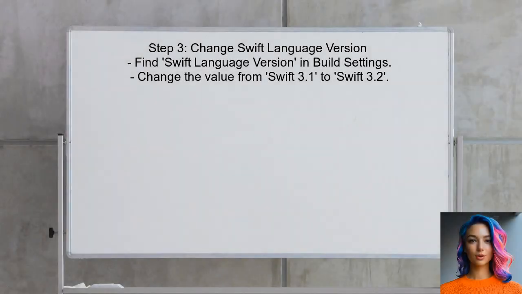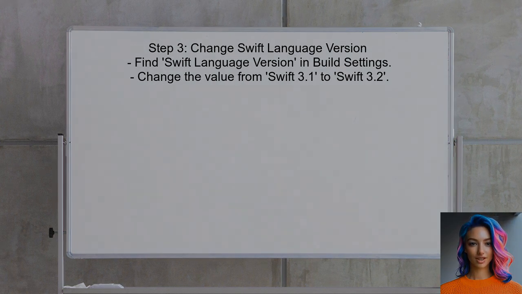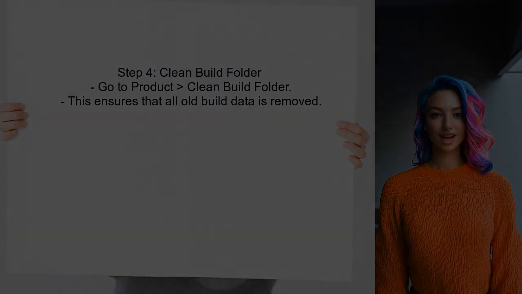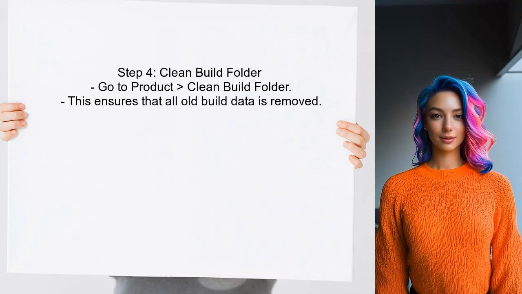In the build settings, the user should locate the Swift language version option. They can change this setting from Swift 3.1 to Swift 3.2. This will allow the project to compile with the updated Swift version. After updating the Swift version, the user should clean the build folder to remove any cached data. This can be done by selecting Product from the menu and then choosing Clean Build Folder.